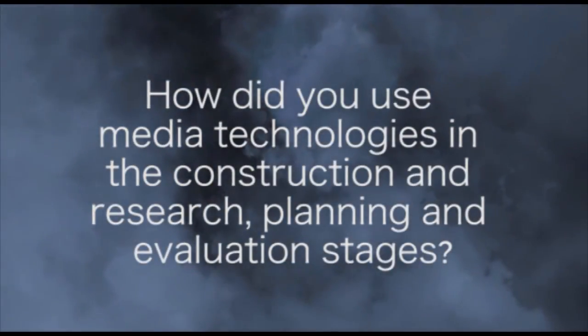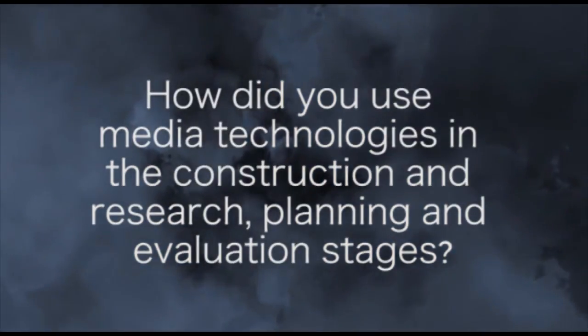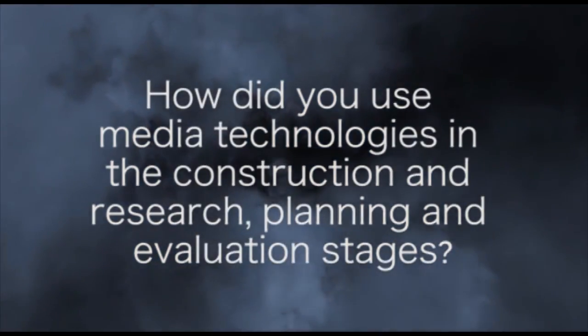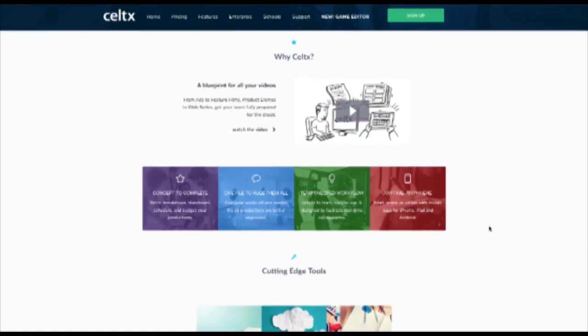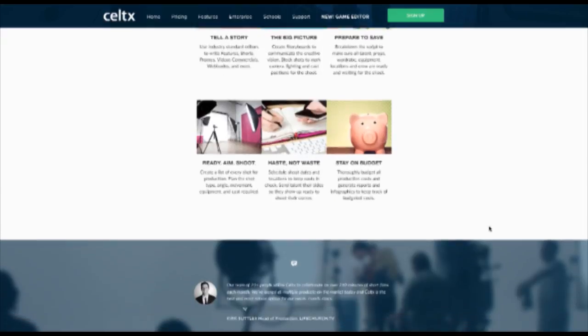How did you use media technologies in the construction and research, planning and evaluation stages? During the planning of Respawn, more basic techniques were used, such as using good old-fashioned pen and paper to brainstorm any ideas and write rough scripts and storyboards. After this initial process of conceiving ideas, the use of technologies was introduced, for example using the online program Celtx to write the 4 drafts of scripts.